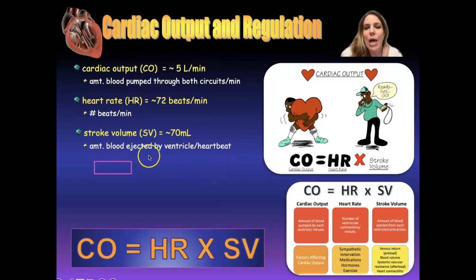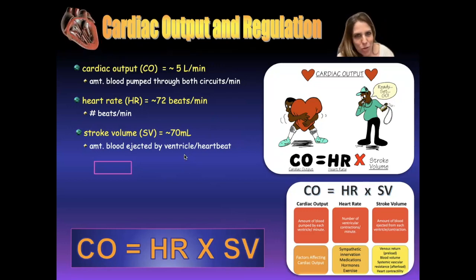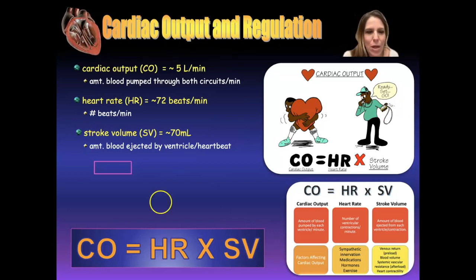That's the amount of blood that's ejected by the ventricle per heartbeat. So in other words, per cardiac cycle, how much blood goes from the ventricle to the great vessels during that ventricular ejection phase that we've been talking about.